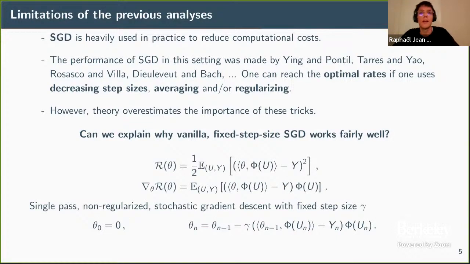What do I mean by plain vanilla SGD? Well, you take your risk, you take the gradient of your risk, it's an expectation. And then this gives you stochastic gradients. And we will do single pass SGD on the data. We will not regularize, and we take a fixed step size. And we wonder how well can this work.